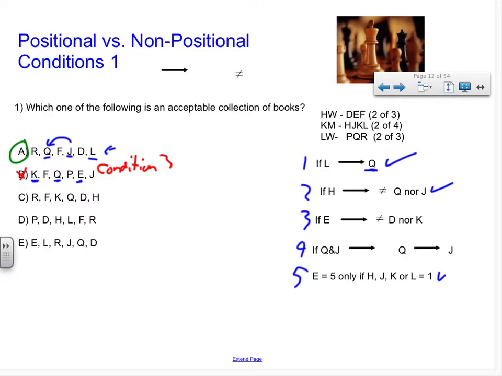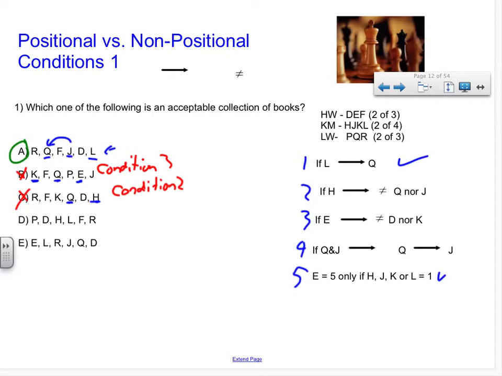C has R, F, K, Q, D, H. So let's erase the check marks and start over. If L, then Q. I don't see an L, so we're good for condition 1. If H, then can't equal Q nor J. I see an H and I see a Q, so therefore it breaks condition 2. And we can eliminate C.